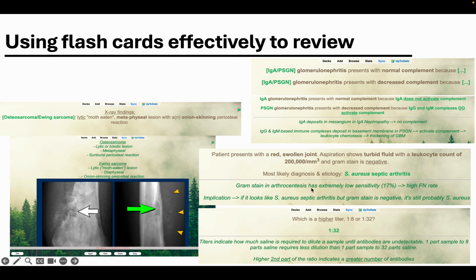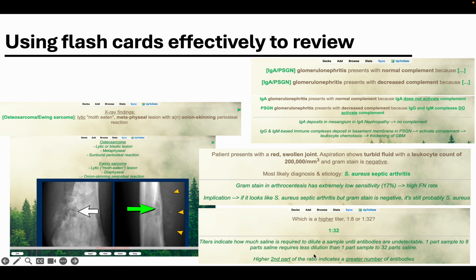Even though we have a negative gram stain, the gram stain here is very insensitive. It's only 17% sensitive, which means that 83% of the time, patients do have Staph aureus despite having a negative gram stain. So it's a low sensitivity test, and that's an important thing to know, because what that's telling you is that the fact that this gram stain is negative is irrelevant. If the rest of the question stem is pointing towards that Staph aureus infection, that's the right answer.